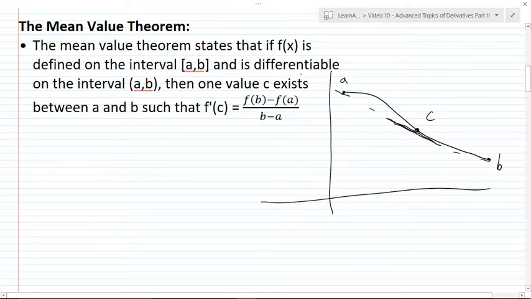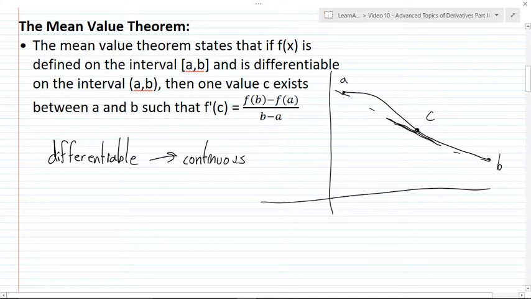A lot of these theorems are really obvious when you say them, but it's important to know when they apply. So for the mean value theorem, our function has to be defined and it has to be differentiable. And remembering back to earlier videos, if we are differentiable, we are continuous.